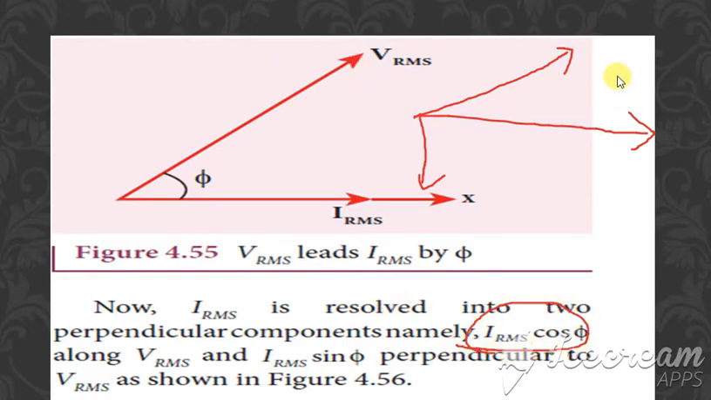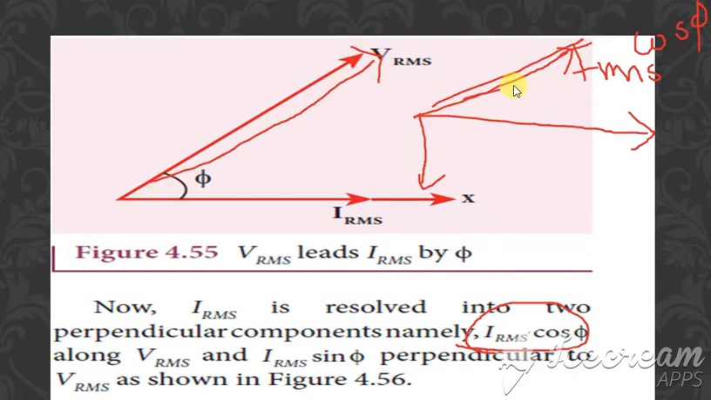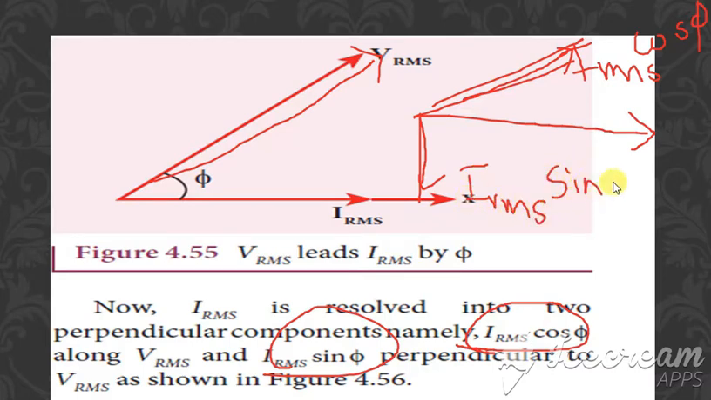Here we have IRMS into cos phi, and that IRMS cos phi is along the direction of VRMS. Okay, so next is IRMS into sin phi. Here we have the value IRMS into sin phi, and that value is perpendicular to VRMS. So it will be in this direction, perpendicular to the VRMS.